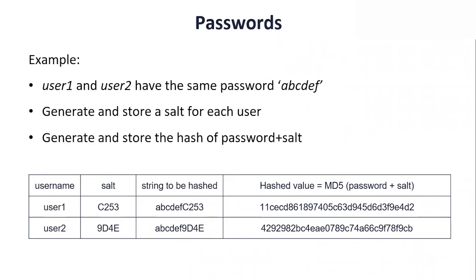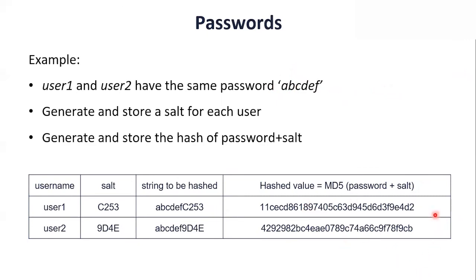Now what happens is, if a hacker has a list of hash values, and in his list there is a hash value for ABCDEF, he will compare that with these values and there won't be a match.